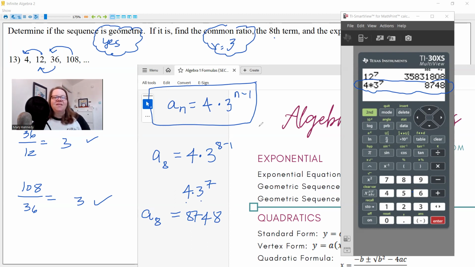So stop and think about that for a minute. Our sequence starts at 4, and by the eighth term, it's at 8,748. Geometric sequences grow really fast, very quickly. These are exponential. And so that's an aspect of it. Now it wouldn't grow as fast as that 12 to the 7th, but it does grow very quickly.